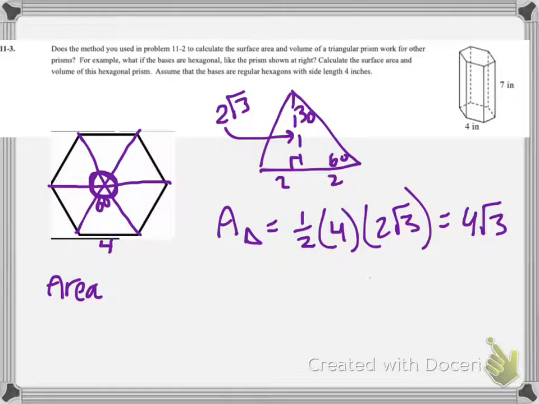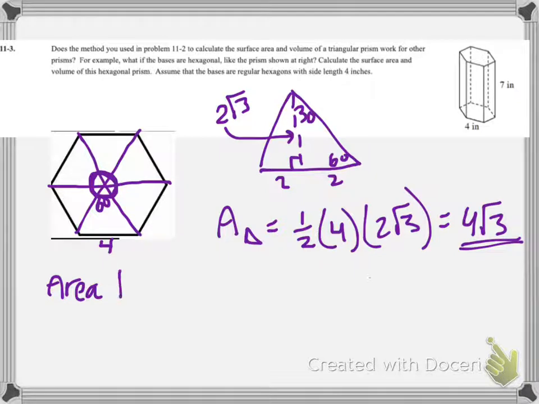Now, I used special right triangles to find the height here. If the short leg is 2, then the long leg will be 2 root 3. That's what I need to find the area of the triangle. So the area of the triangle will be 1/2 the base, which is 4, times the height, which is 2 root 3. So we get the area of the triangle is 4 root 3.